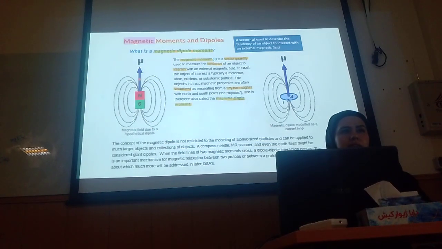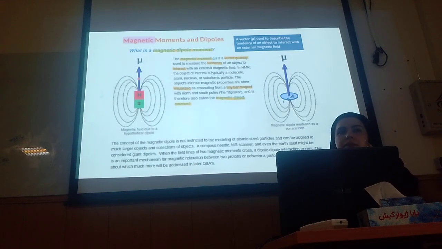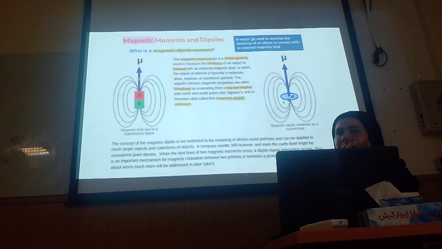What is a vector quantity? One which has direction and magnitude. It has magnitude and direction. Two important elements: magnitude and direction. These two factors are important for vector quantities.